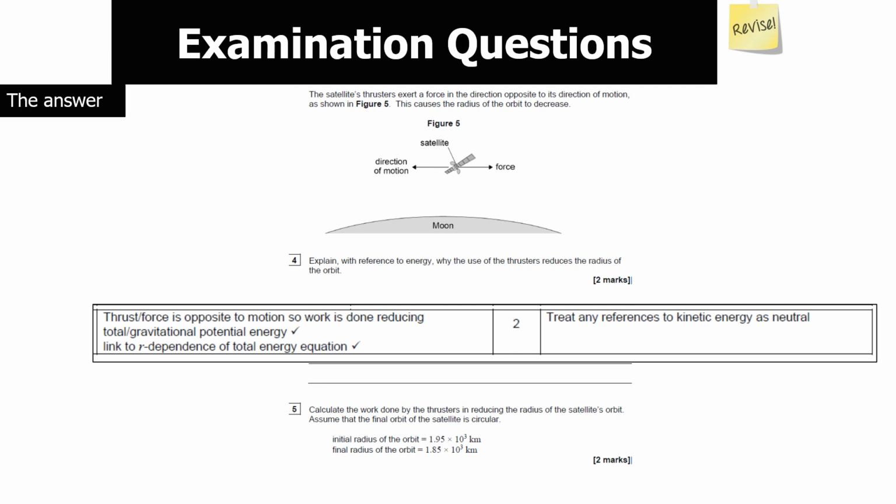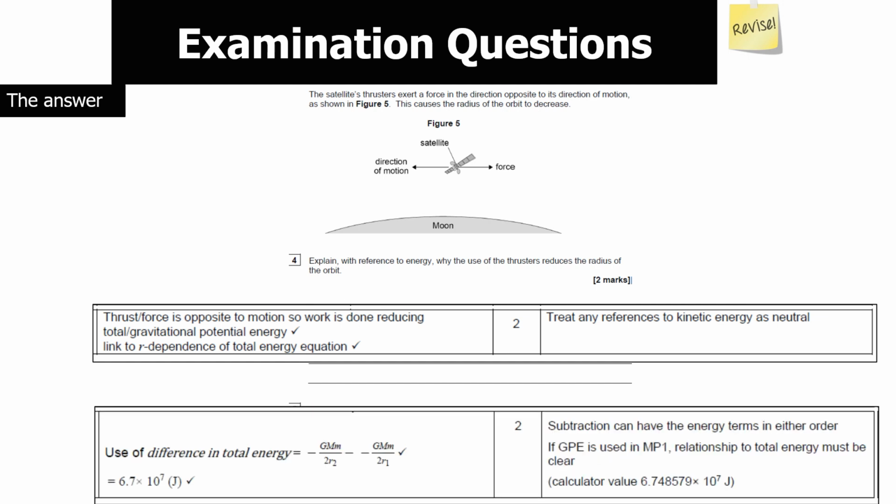Now how do we then work out the work done? We work out the difference in the total energy by using the equation we had before, which gave us the total energy, which was minus GMm over 2r. You work it out with r at the two different values, then subtract one from the other. Remember, we're subtracting a minus from a minus, so we're going to get a plus, so it's going to be 6.7 times 10 to the 7 joules.